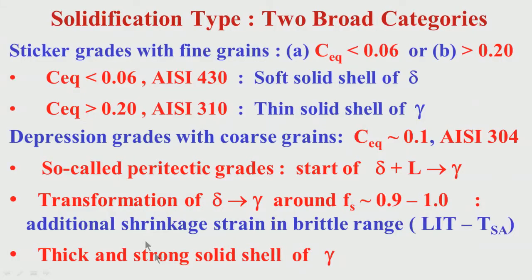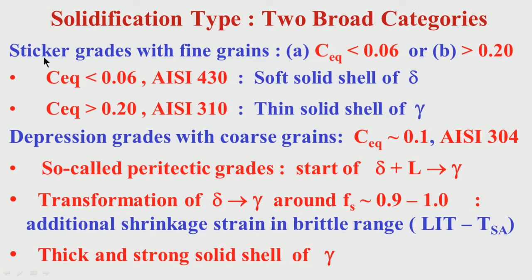What are those? Basically, either they will be sticker type of grades, that means some of the chemistry ranges will indicate sticking tendency during solidification, during continuous casting, and some of the grades will show depression characteristics. So, we call them depression grades, and where there is sticking we call those grades as sticker grades. So, you will find that these are the two broad categories into which the whole chemistry range can be subdivided.